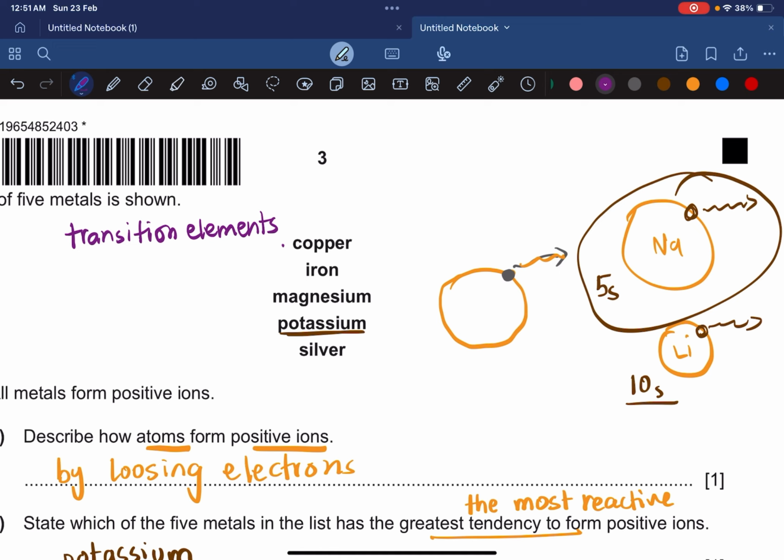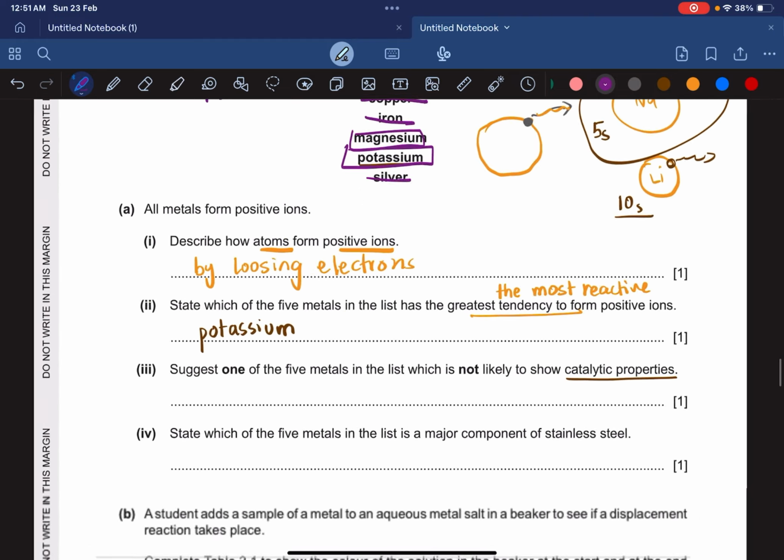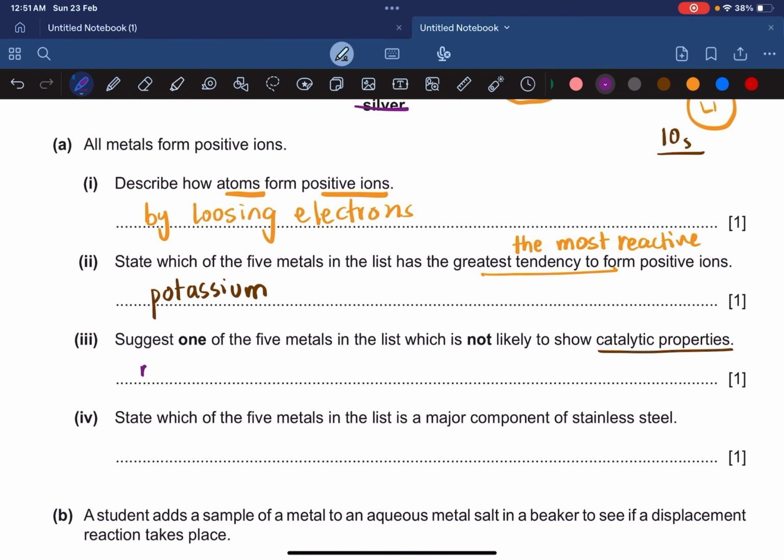Okay? Copper is a transition element, cut it down. Iron is also. Magnesium is not. Potassium is also not. And silver is also a transition element. So it's either going to be magnesium or potassium. So you can write magnesium or potassium. Any one of them.